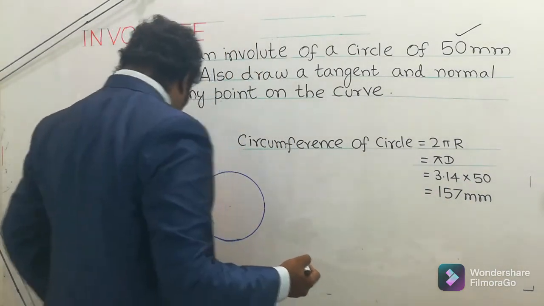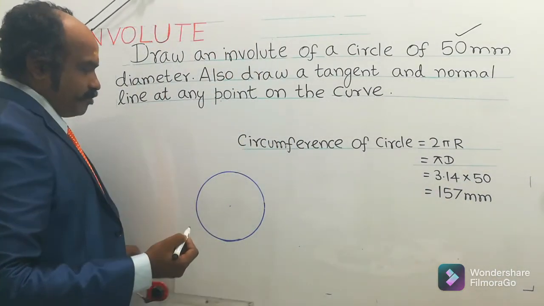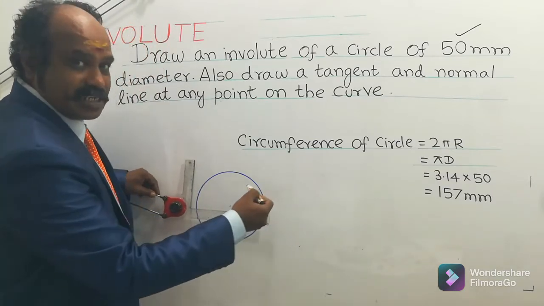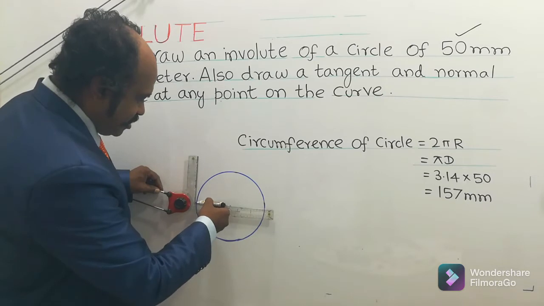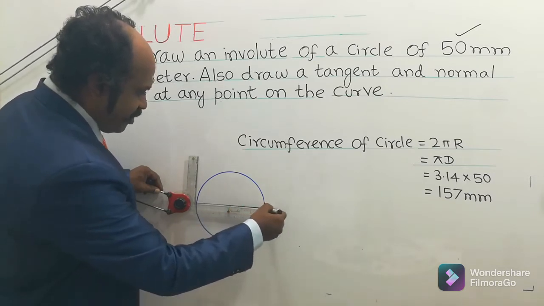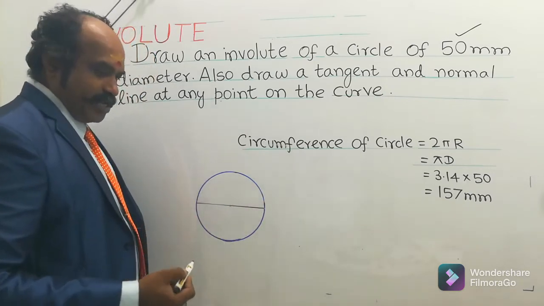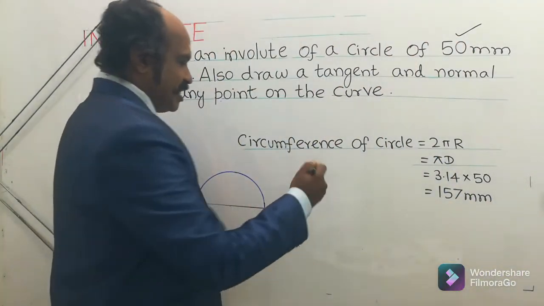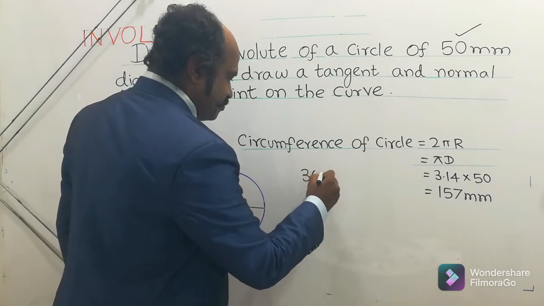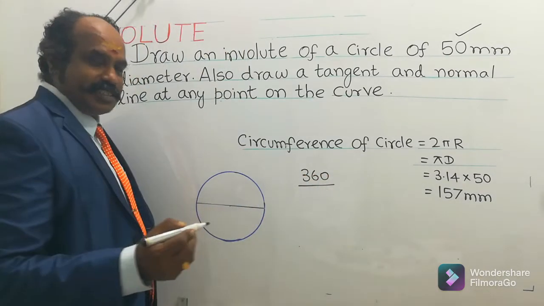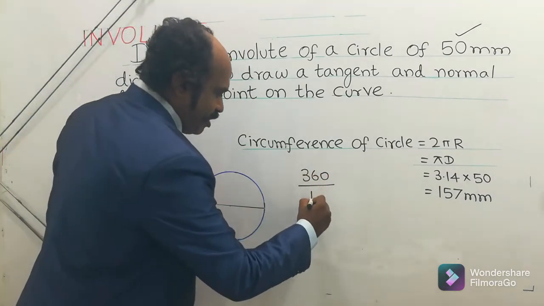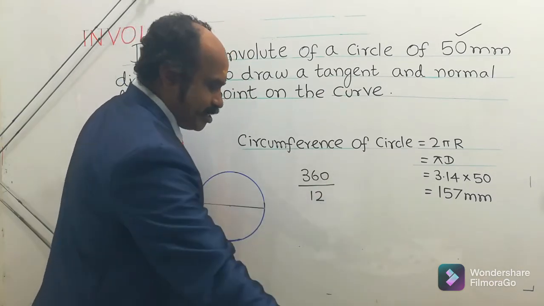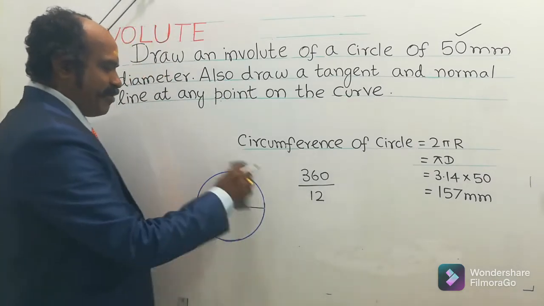So take your drafter scale. Before that, draw one horizontal line passing through the center of the circle, using the longer scale of your drafter. Next, take your protractor. The total angle in the circle is 360 degrees. You can divide it into 12 equal parts, or you can get 8 equal parts also. So now we have to divide it.